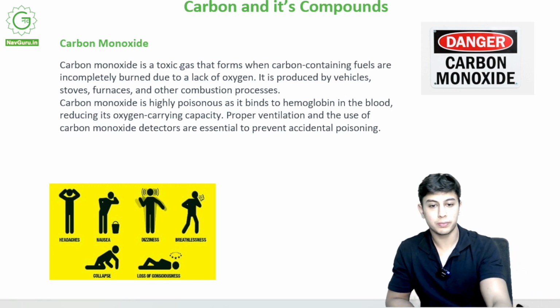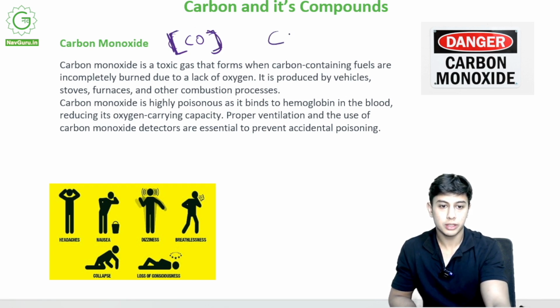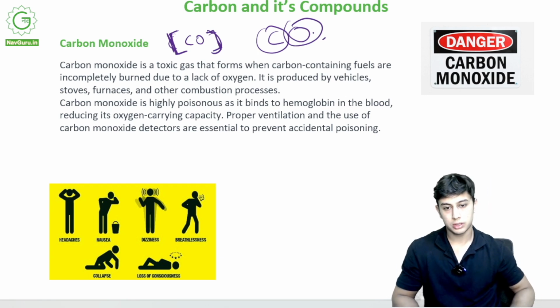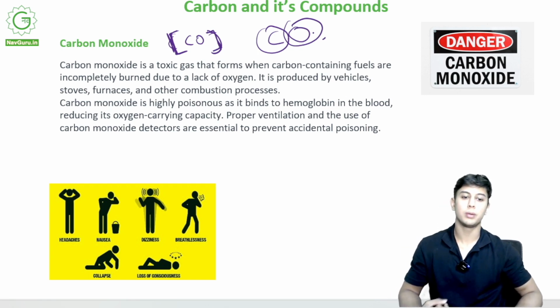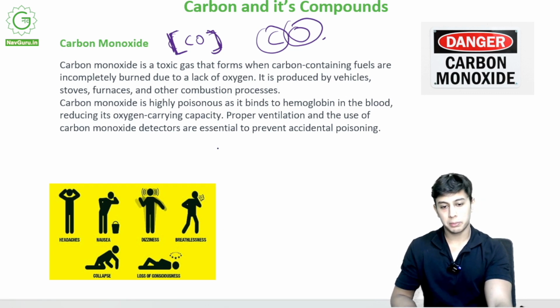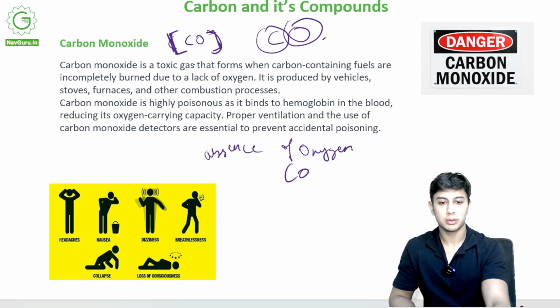Carbon monoxide, what is the formula of carbon monoxide? It's CO. It is only connected to one oxygen. Carbon monoxide is a toxic gas that forms when carbon containing fuels are incompletely burned. So when we burn carbon or coal in the absence of much oxygen, it will form CO. Carbon monoxide is a toxic gas.